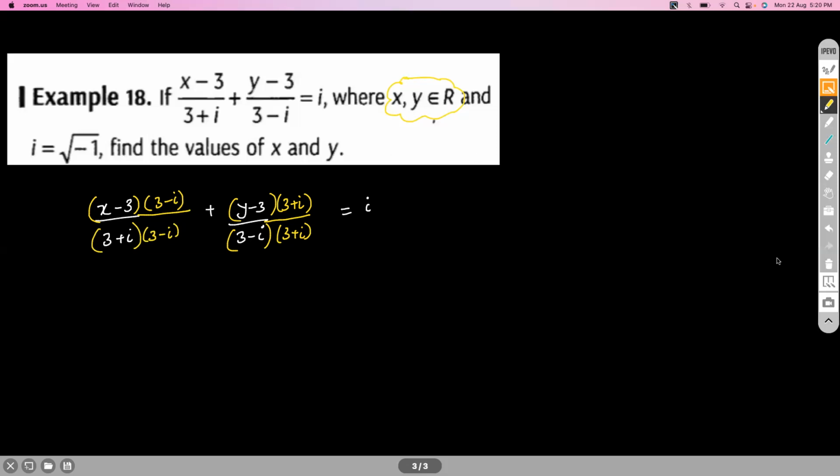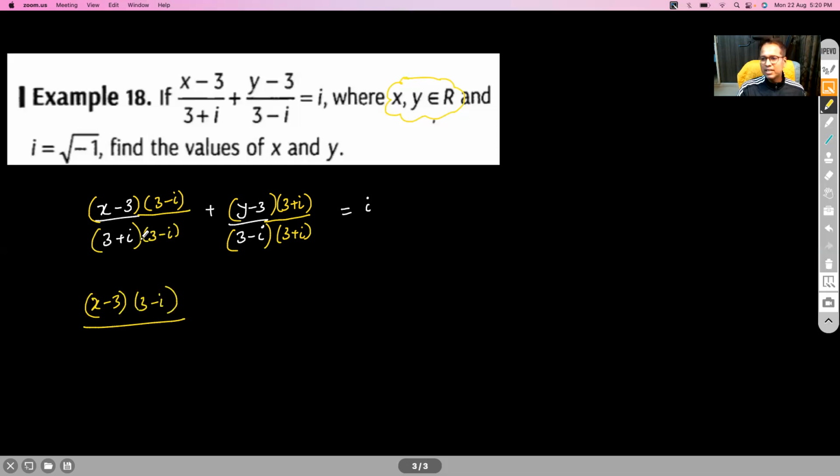Yes, still no response. Okay, let's do this. So this will be (x minus 3, 3 minus i)(3 plus i, 3 minus i). Please remember the property that we had discussed, that z into conjugate of z is mod z square. Correct? So z into conjugate of z will be mod z square.